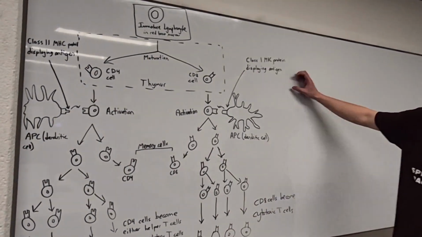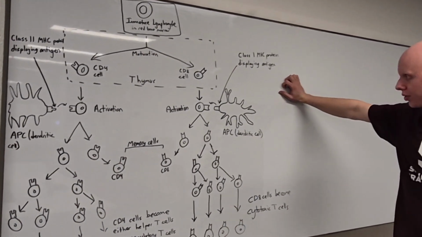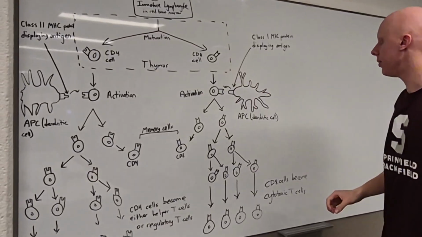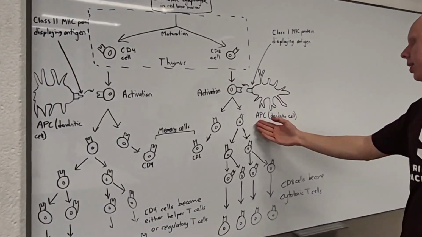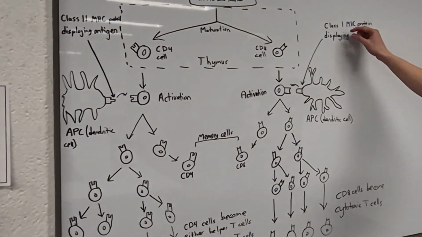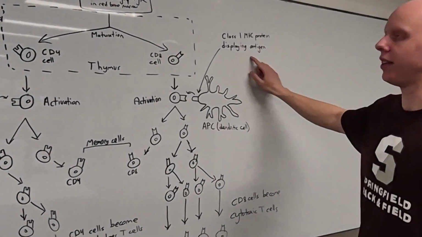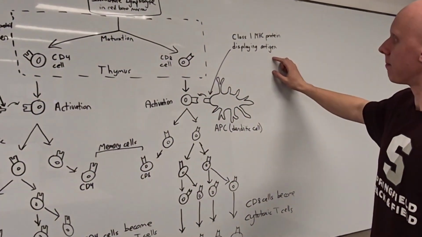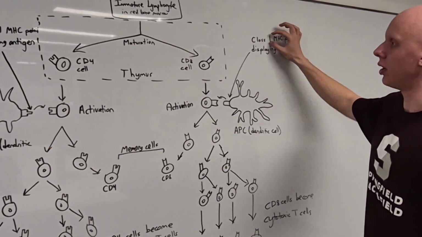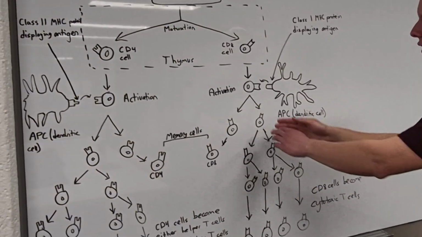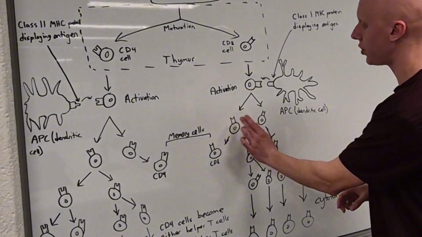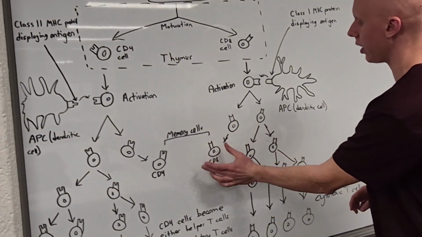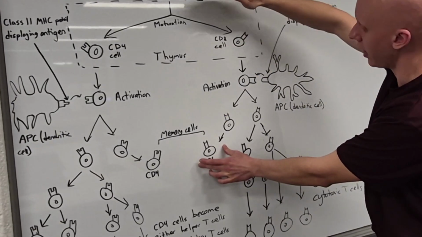Coming on over here with the CD8 cells, they will be activated by an APC dendritic cell with a class I protein displaying the antigen, right? CD8, think class I. CD4, think class II. They're going to do the same thing. They're going to create a memory CD8 cell, so it's primed, it's ready to go. It doesn't have to do all of this again.